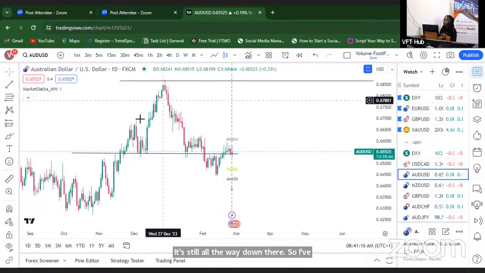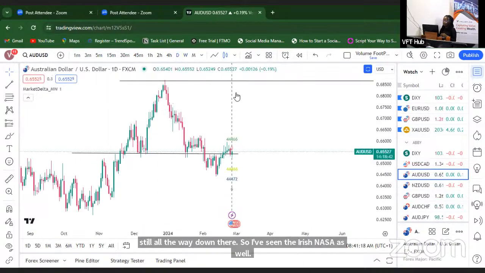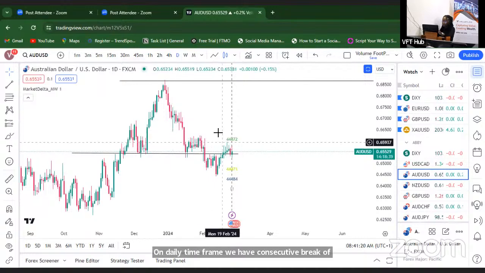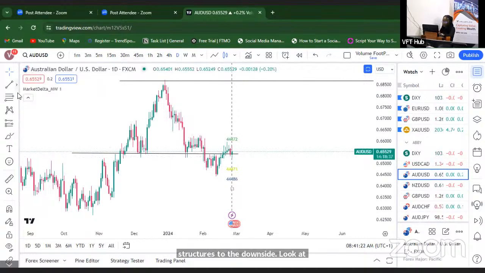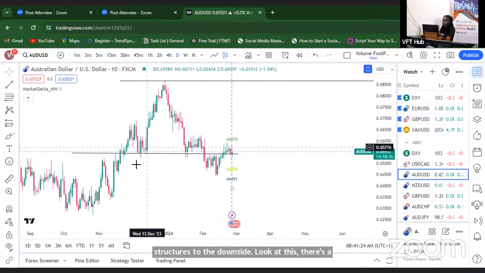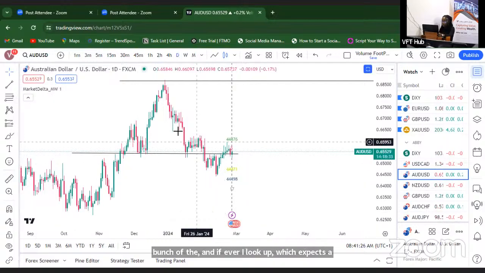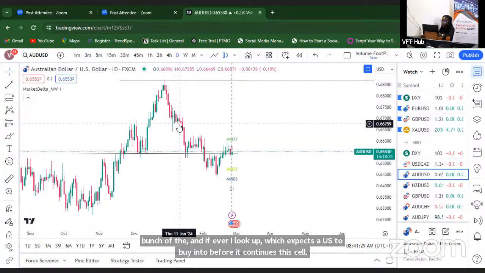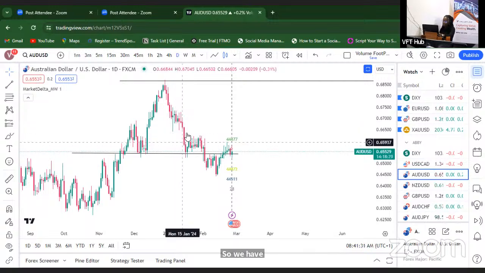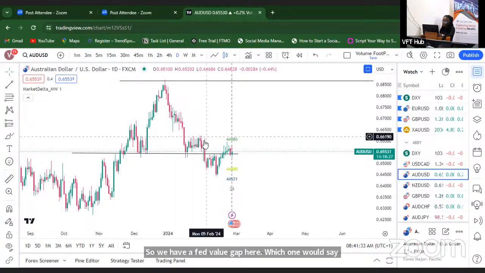On the daily time frame, we have consecutive break of structures to the downside. Look at this. There's a bunch of liquidity and a fair value gap here, which you expect AUD USD to buy into before it continues the sell. So we have a fair value gap here, which one could say price has already cleared because all of these structures traded right into the fair value gap before it dropped. But there's a bunch of liquidity.